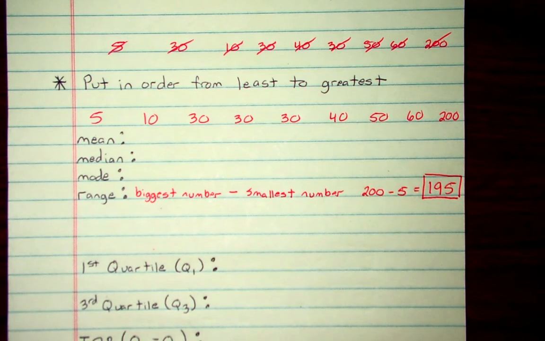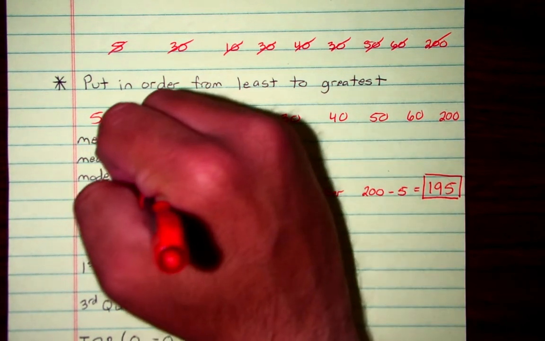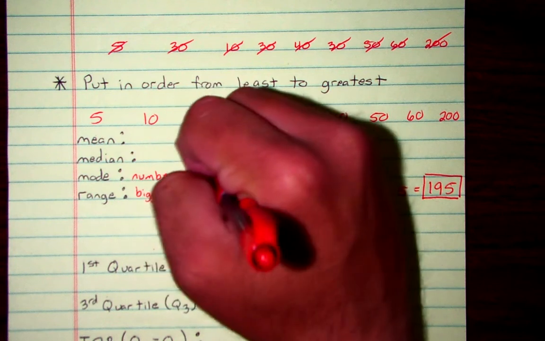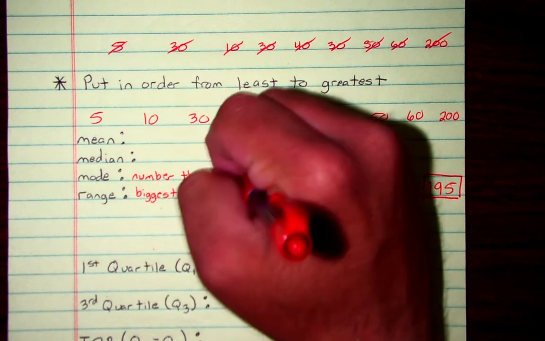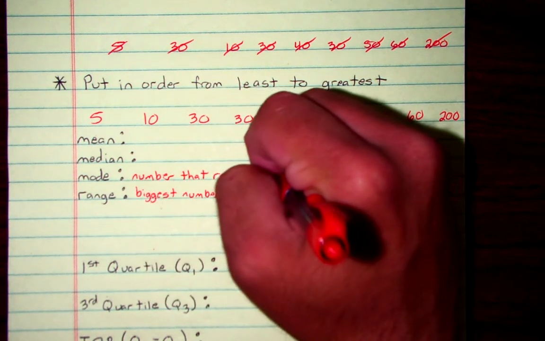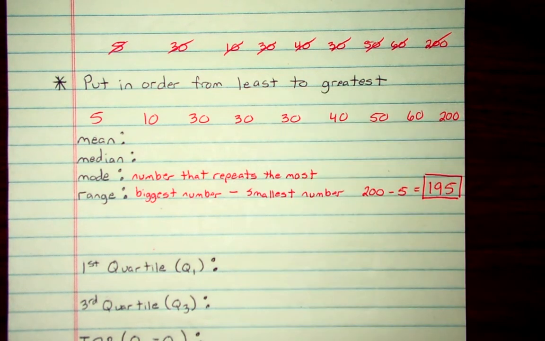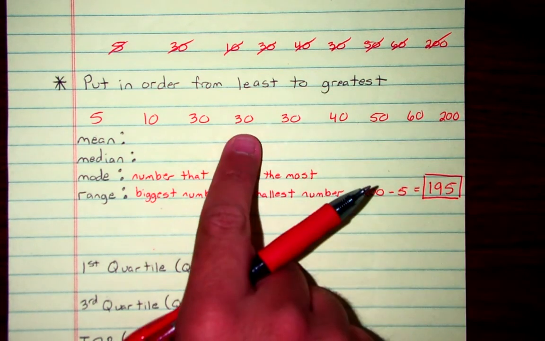The mode, the number that repeats the most. Well, looks like the only number that repeats here would be the 30. So there's your mode.